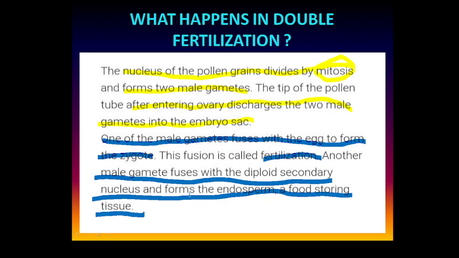And the other one, sorry, there are two male gametes. One of the male gametes is fusing with the egg, and the other male gamete is fusing with the diploid secondary nucleus and forms the endosperm, a food storing tissue.